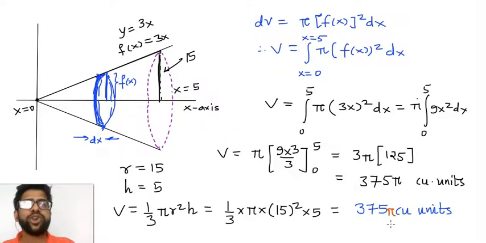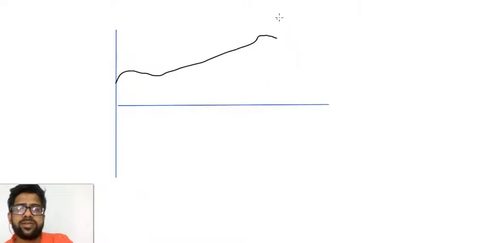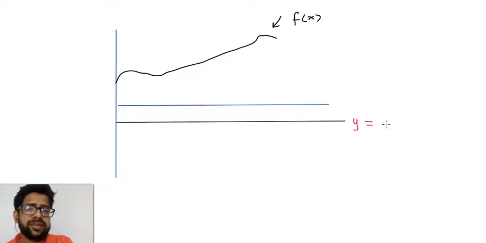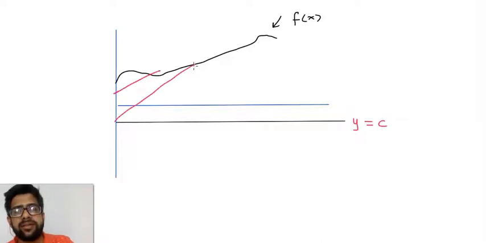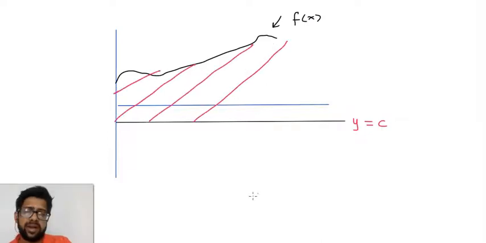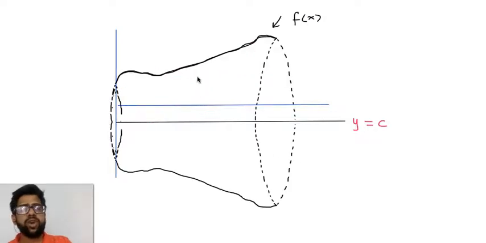Now, what if we are not rotating the area around the x-axis? What if we are rotating the area around some other line? We just have to make some minor changes. Let's see how. Let us say this is the function that we have, and we are rotating the area between f of x and some other line which has equation y equal to, say, some c. If we are rotating the area between y equal to c and f of x around y equal to c, we get a volume like this.